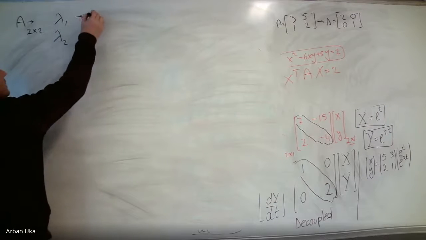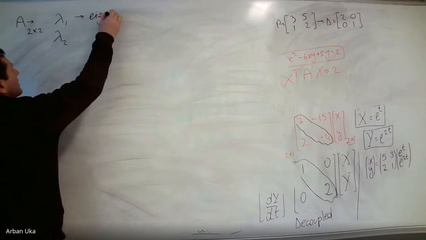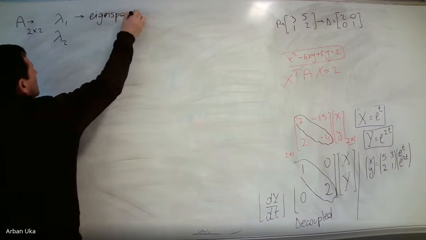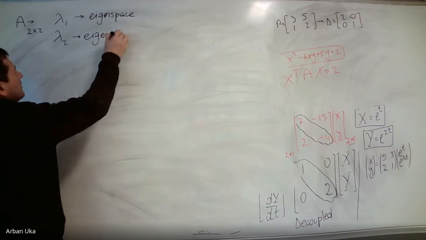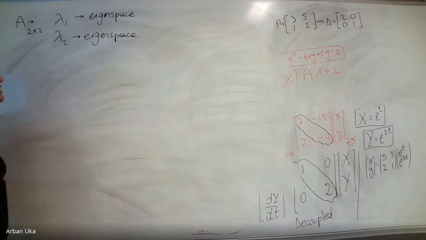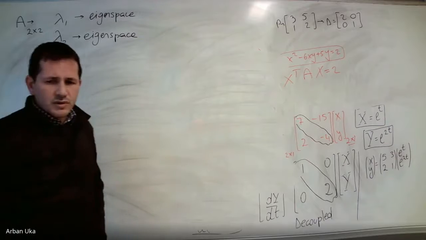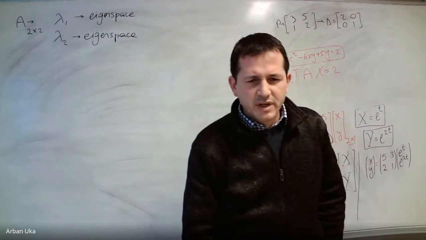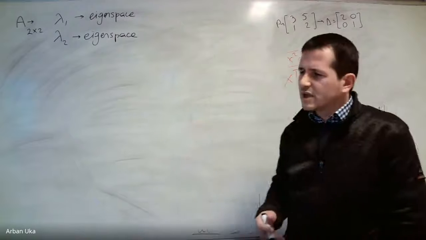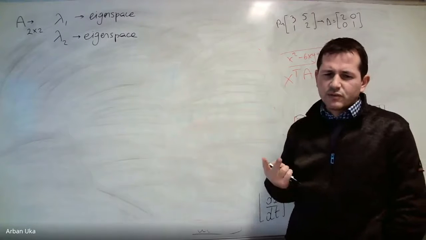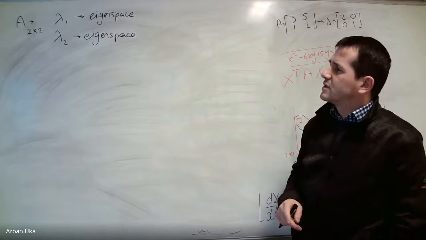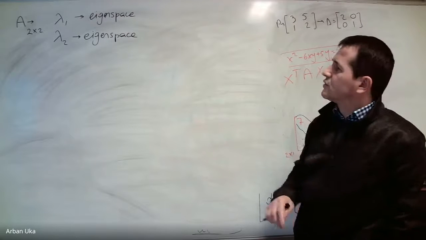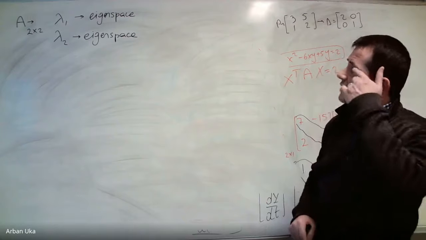Now, this lambda 1 has its eigenspace, and lambda 2 also has its own eigenspace. And what is the eigenspace? We know what space is. For example, we have subspaces, one-dimensional spaces which are described by a single vector. We can have two-dimensional spaces which are composed as a linear combination of two vectors which are linearly independent. So this is what we know regarding the eigenspaces.